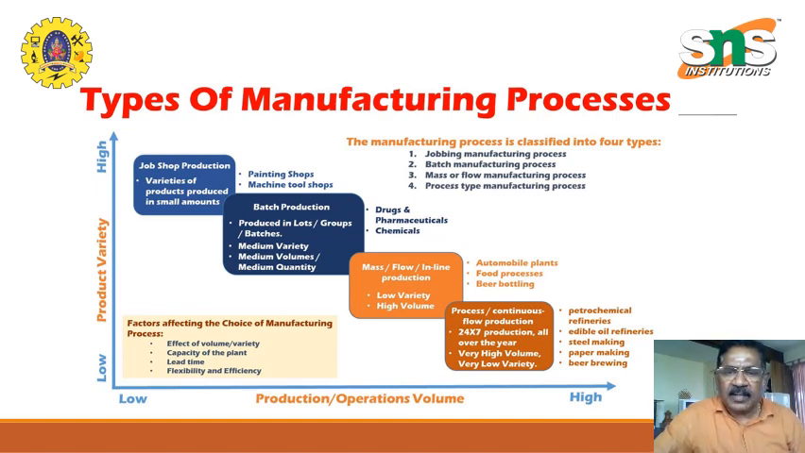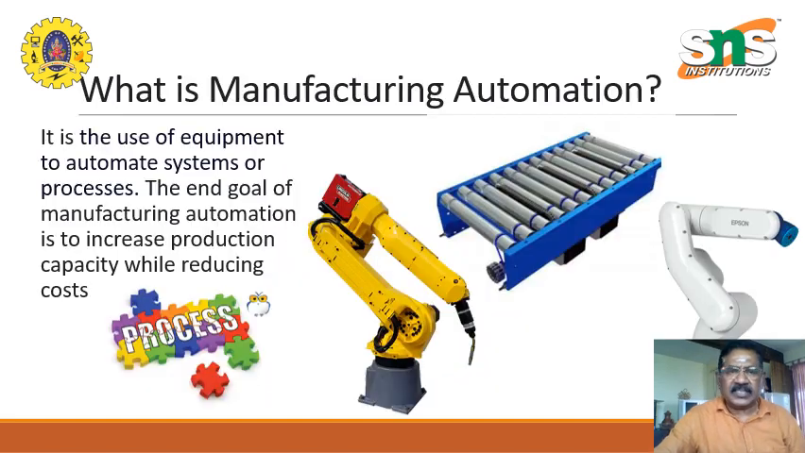Some can be a combination process or a continuous one. You have flow production, with very high volume and very low variety. Continuously, it keeps on doing the same thing again and again. These are the different types of manufacturing processes: jobbing, batch, mass, and then the process type of manufacturing.